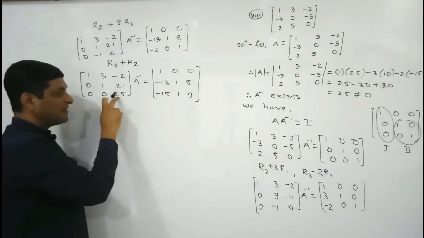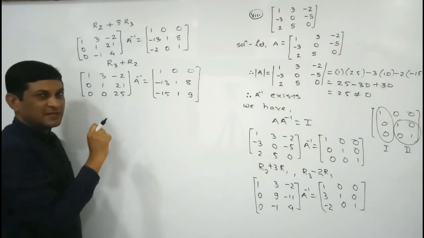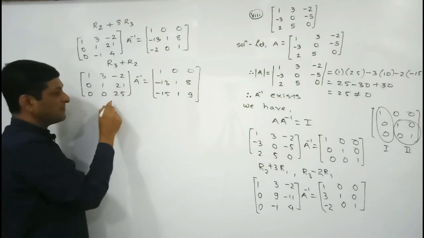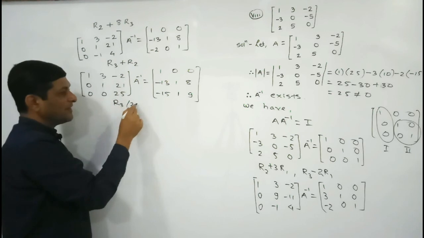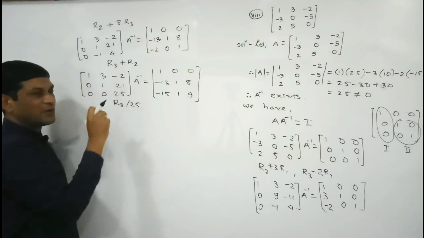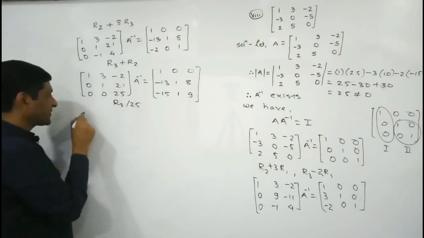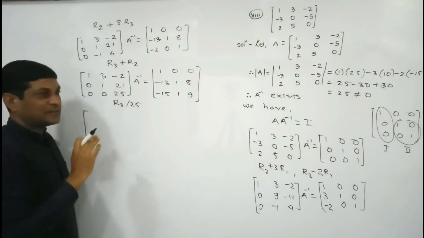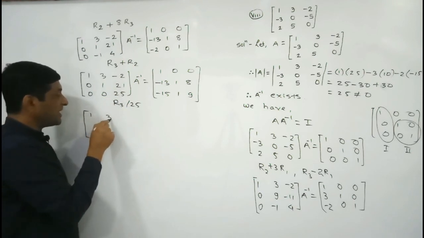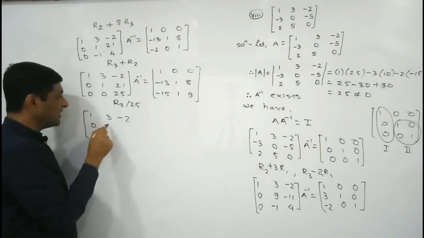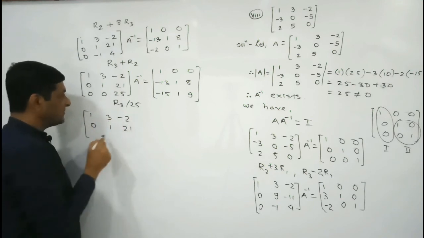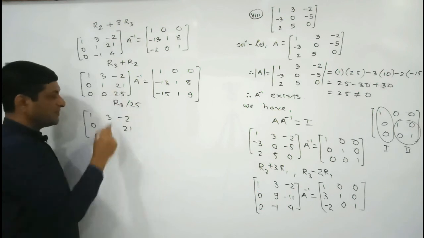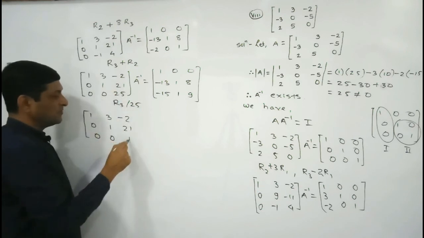Now we will require 1 here, and to get 1 here we have to divide the element of R3 by what? 25. So that 25 upon 25 will become what? 1. So let us perform this operation on the element of what? R3. So keep the element of R1 and R2 as it is. So 21, and here if I am dividing by 25 we will get 0, 0, 1.